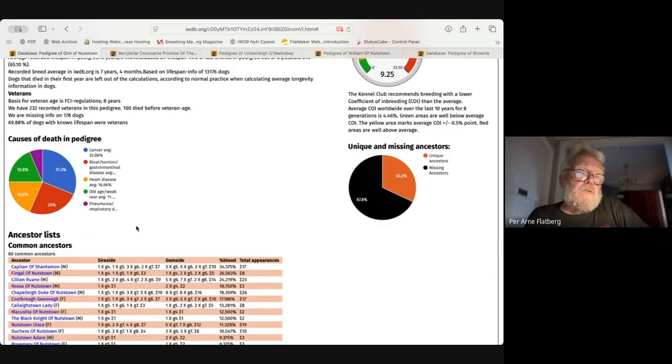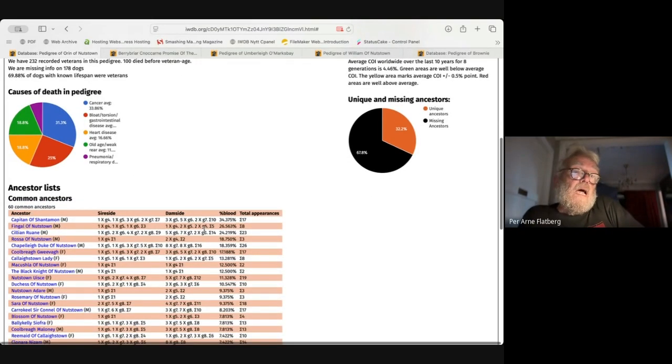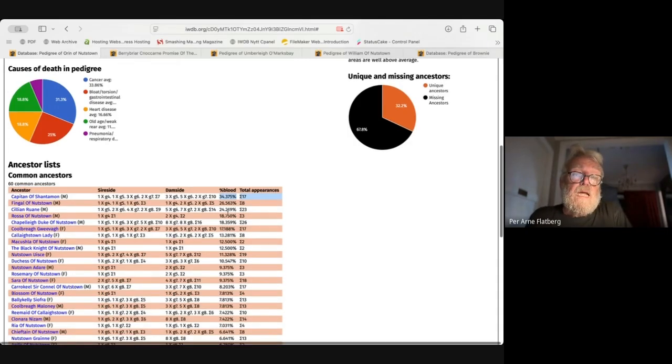So if I go back 8 generations, I will see that, okay, I thought I was line breeding on Fingal, but I'm really line breeding on Captain of Shantaman. He's the one that has a really large percentage of blood, a really large contribution in this pedigree. Right, so we can do these tests here.